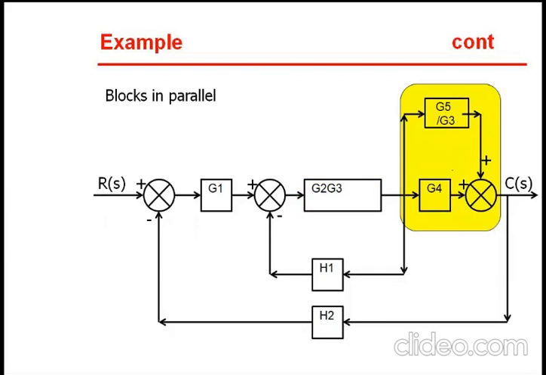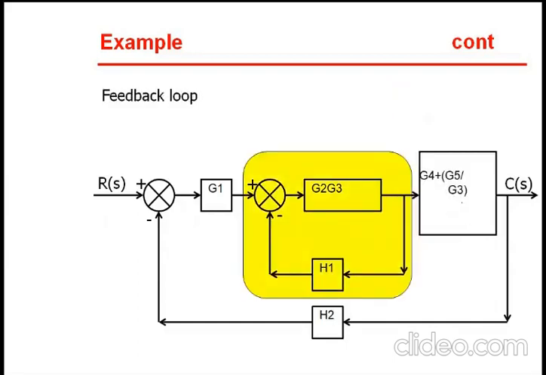Now if you observe these two are in here, the signal is coming from input to the output, and here also the signal going from input to the output. So hence I can consider these two are in parallel. So use rule number 2 to reduce that particular parallel block. Then you will get the resultant block will be G4 plus G5 by G3.